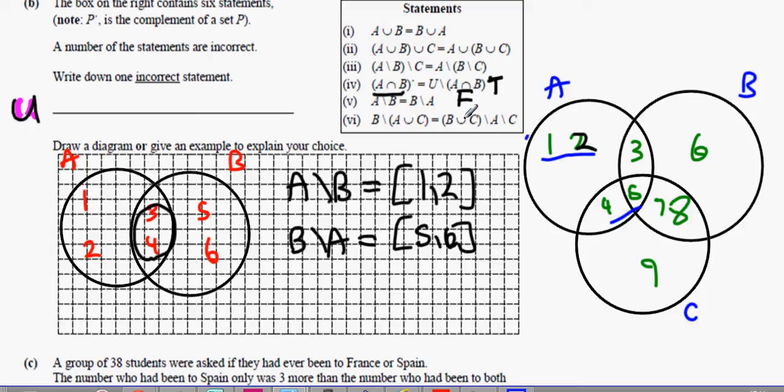Now finally, so write down one incorrect statement. You could use this one, so any of these ones can be incorrect. Okay. Now finally the last one.